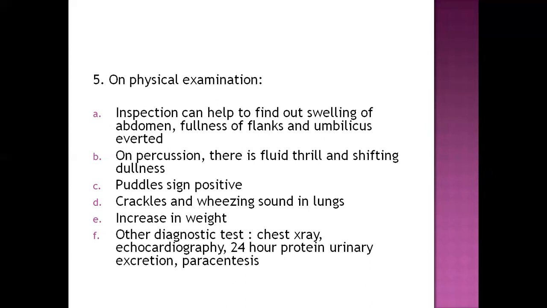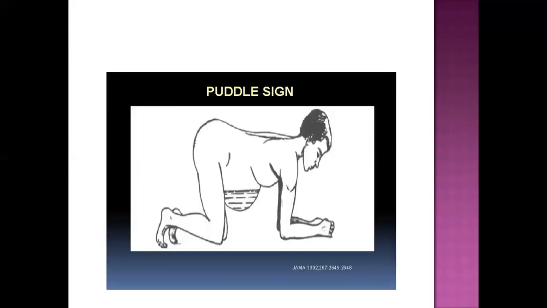Puddle sign positive. Puddle sign is, you keep the patient first of all in a prone position. Then you ask the patient to hold the body on elbows and knees. If there is a fluid storage like this, you can find it either by palpating or percussing. Then this is a puddle sign positive.